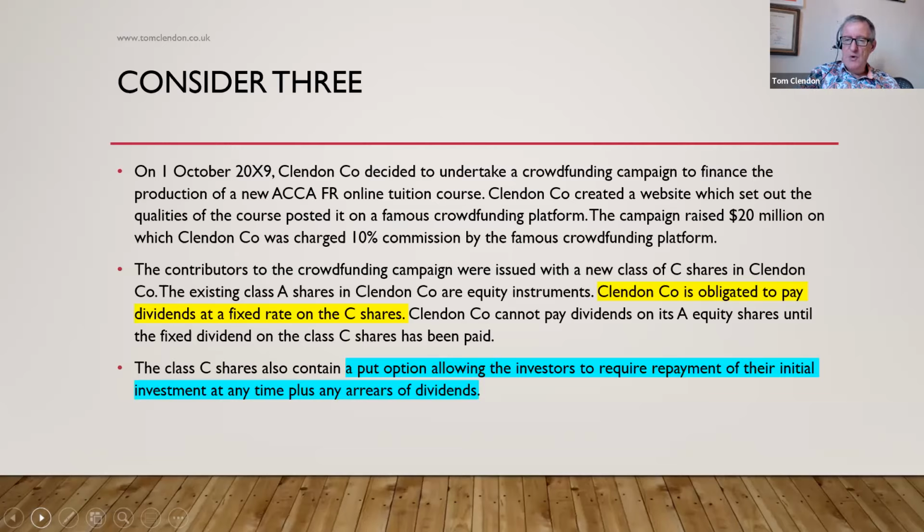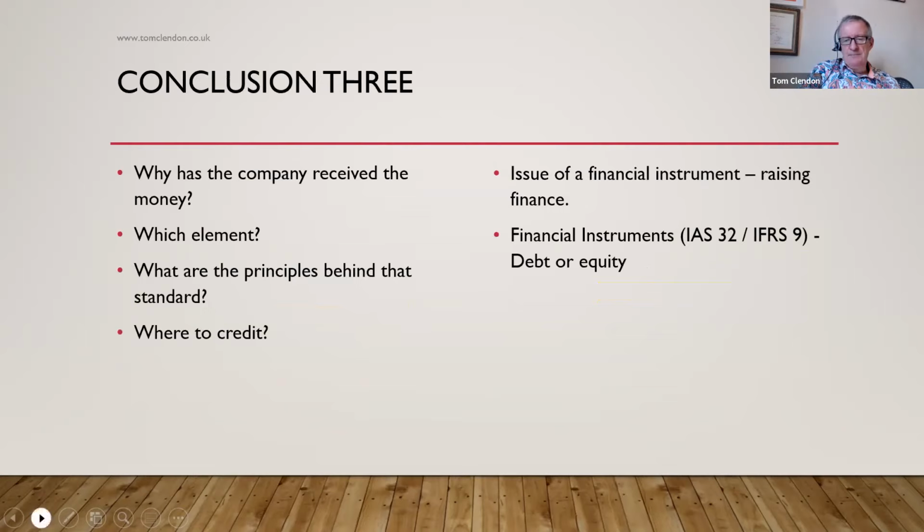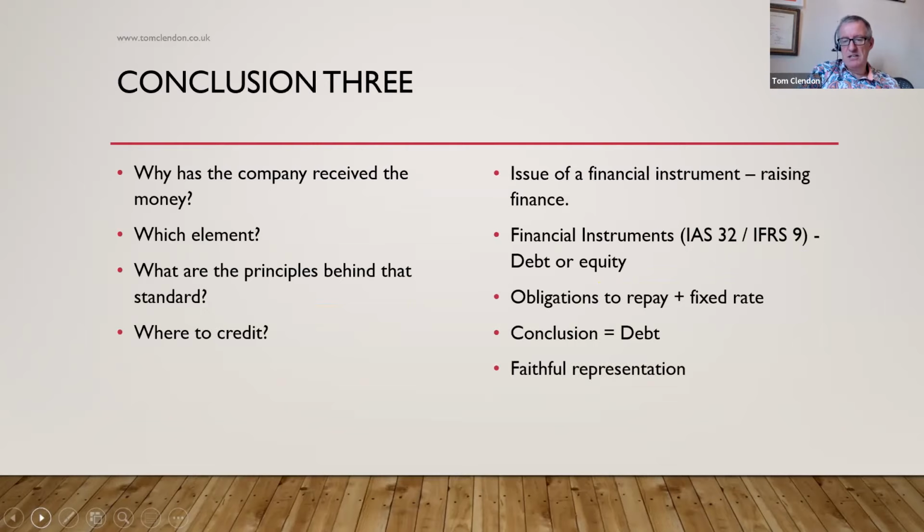With these Class C shares, we have an obligation to make regular payments. That's in the nature of debt. There is a clear obligation to pay a fixed rate, so that is a finance cost that will be charged in the P&L. The investors have the option which allows them to get their money back, so we have an obligation to the investors. That's why it's debt, probably a non-current liability. It's a fixed rate, which is a characteristic of debt. Conclusion: it's debt.